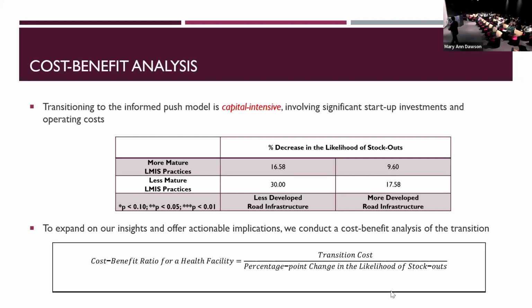Okay. So how do we define the cost-benefit ratio? This is going to be the ratio of how much it costs to transition a health facility from the pull model to the push model, divided by the change in the likelihood of stockouts that we already estimated from our analysis. Okay. So the main thing I'm going to do now is to calculate this cost for different types of health facilities. Okay.